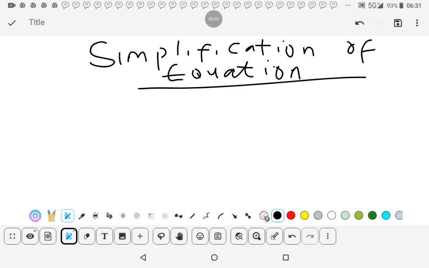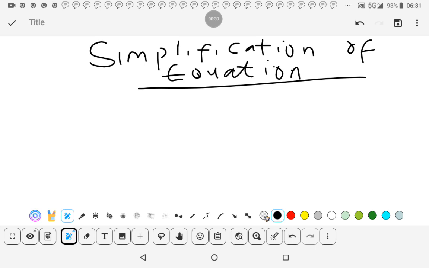So our focus for this particular tutorial will be on simplification of equations. How do we simplify an equation? We have different equations. We have the linear equation, and we also have the quadratic equation. We have polynomials and others. So how do we simplify an equation?